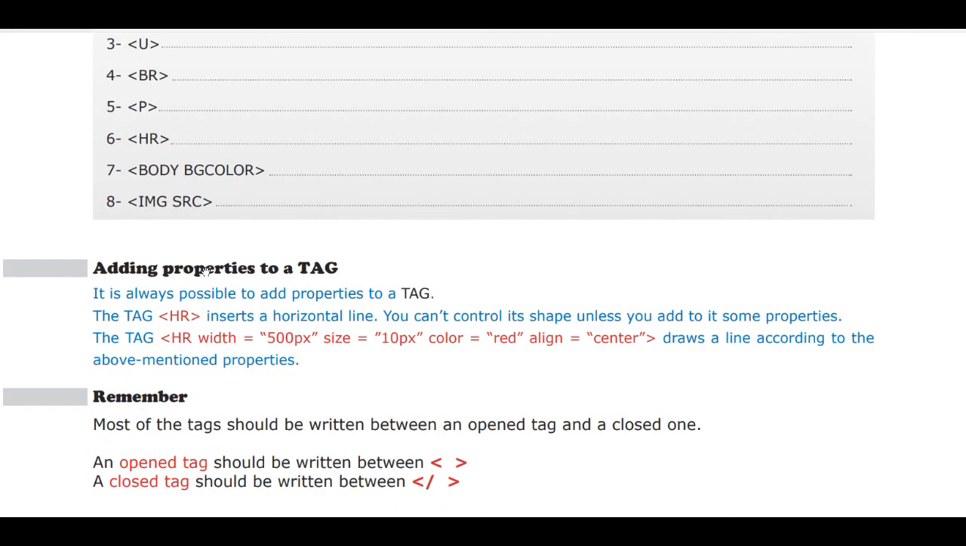Of course, we can add properties to a tag, like here HR, which is to insert a horizontal row. If we add the properties width, size, color, and align, we are adding properties to the HR. Look how it is written. The tag HR is written, so all should be between the less than and greater than signs, and each property is separated from the other by a space.